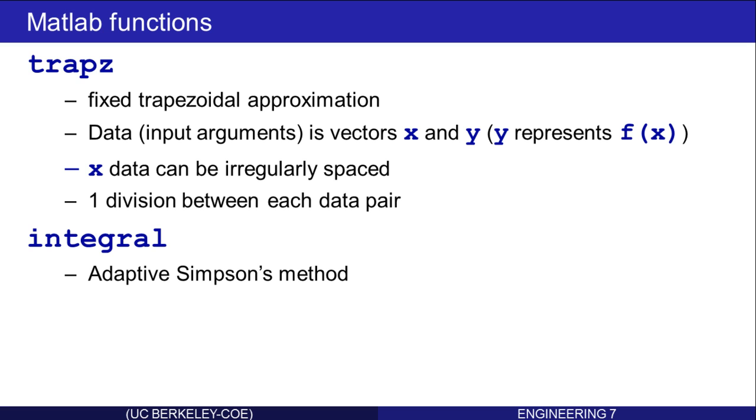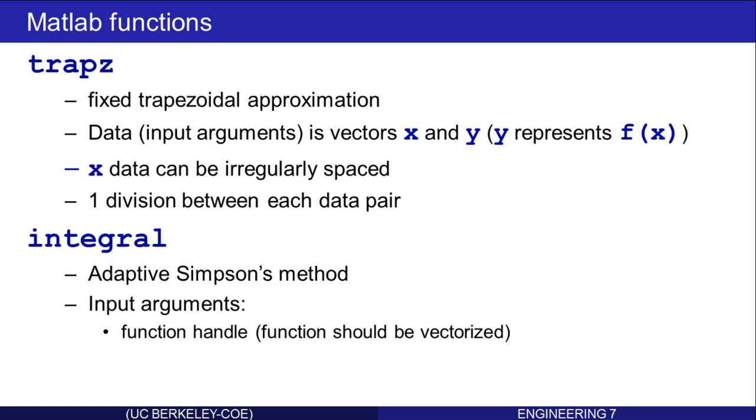Integral does the adaptive Simpson's method, much like the ARSimp that I showed in our code. Its input arguments are a function handle, and the function should be vectorized, as well as the interval endpoints and a stopping tolerance. There are really no functions for the derivative. There's the diff function, which we used to take successive differences between elements of a vector, and that's about it. Otherwise, you have to build it yourself.